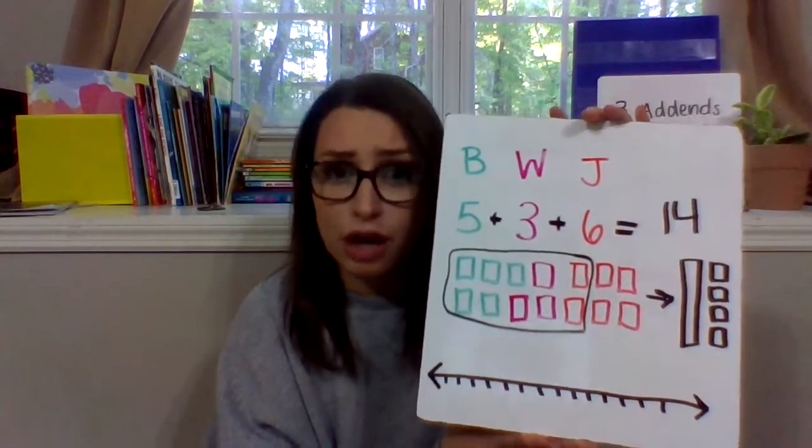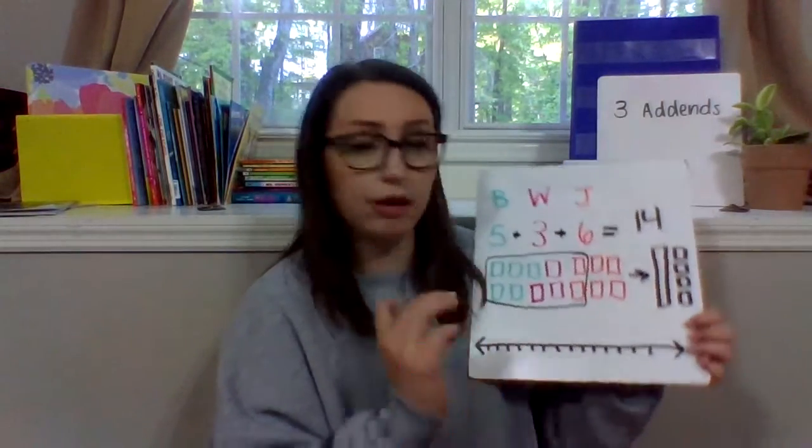Now let's check it on the number line, okay? So what I'm going to do first, and I'm going to use colorful pens. And if you don't have colorful pens to do this, that's okay. You don't need them. It's just to help me see it.